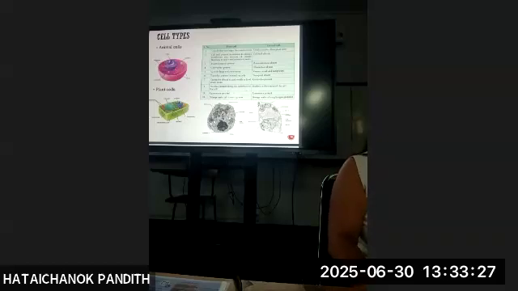How about the lysosome? Only animals have it. Normally plants don't have it, but some have. And here, the storage of material in the plant is normally starch, right? But in animals, we store it as glycogen.